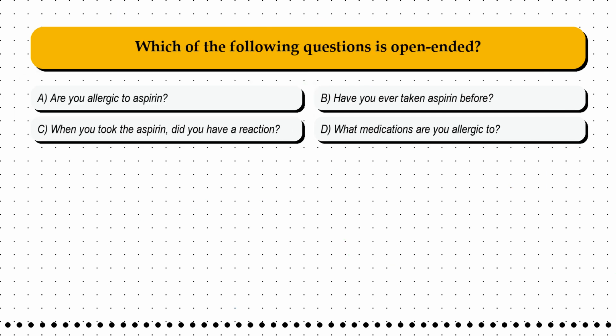Question 214. Which of the following questions is open-ended? Option A. Are you allergic to aspirin? Option B. Have you ever taken aspirin before? Option C. When you took the aspirin, did you have a reaction? Option D. What medications are you allergic to?